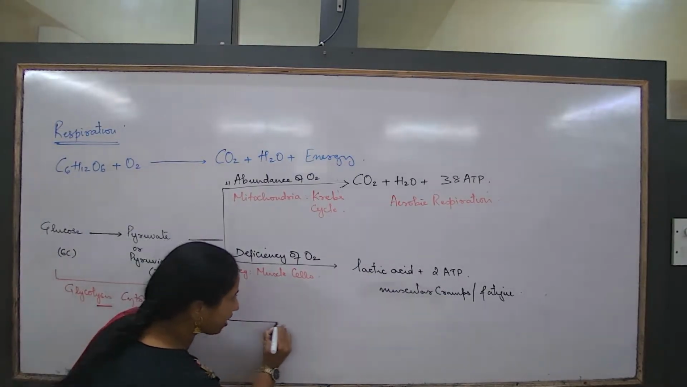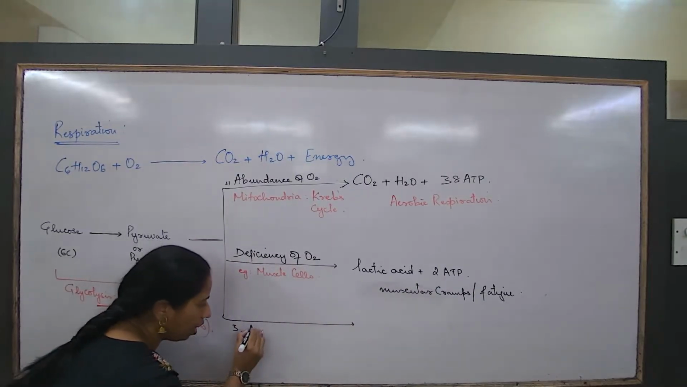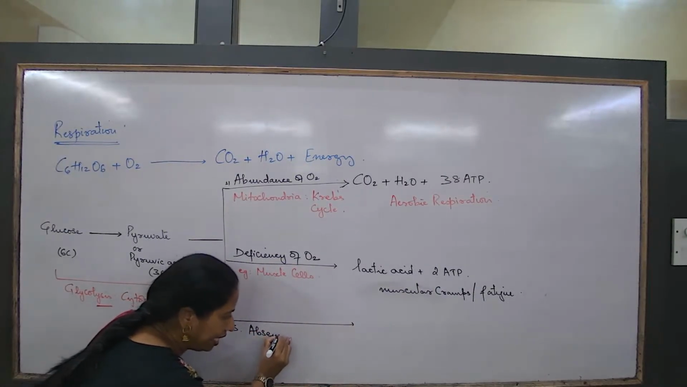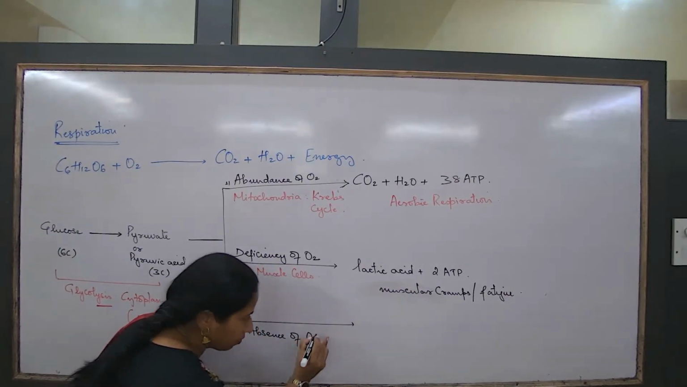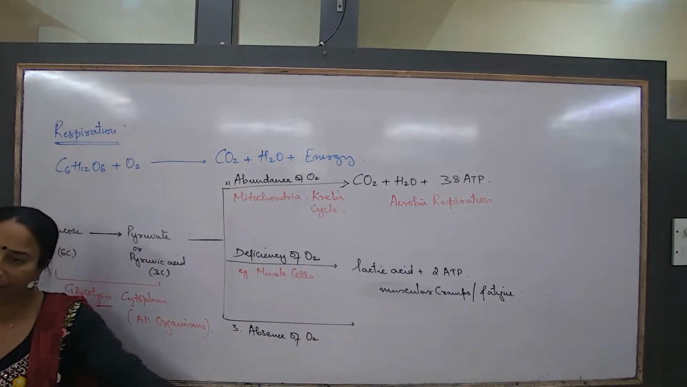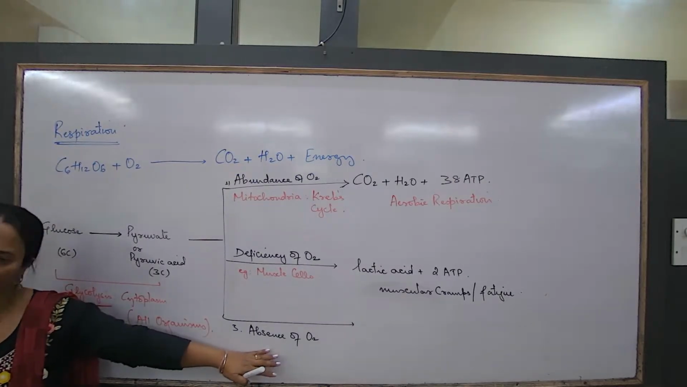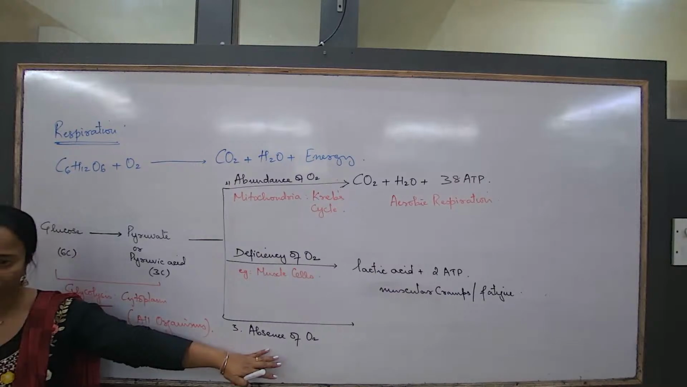What is the third condition? Now let us write. The third condition is when there is complete absence of oxygen. What is the meaning? Complete absence. It is not a temporary phase, it is a permanent phase. These cells never get adequate oxygen.